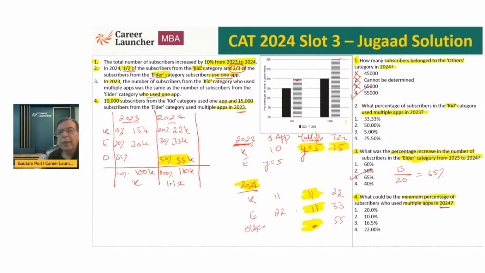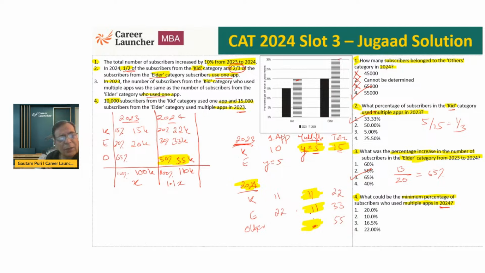What does question 2 say? What percentage of subscribers from the kid category use multiple apps in 23? 5 out of 15. So 5 by 15 is nothing but 1/3 or 33% of the subscribers use multiple apps in 23. 1/3 of the kid category subscribers use multiple apps in 23. One more question done. Last question.